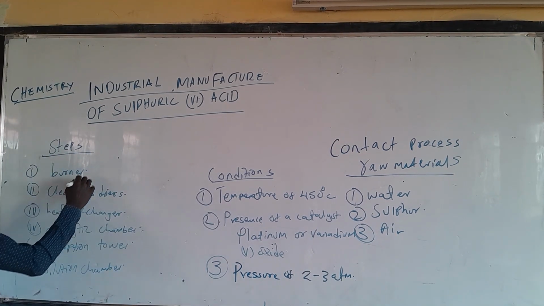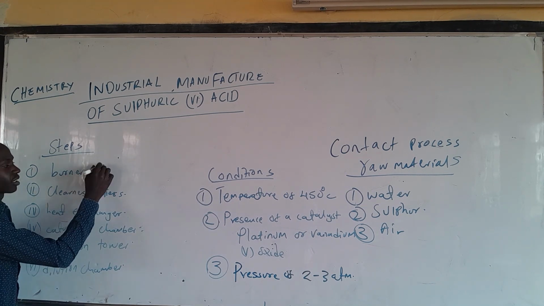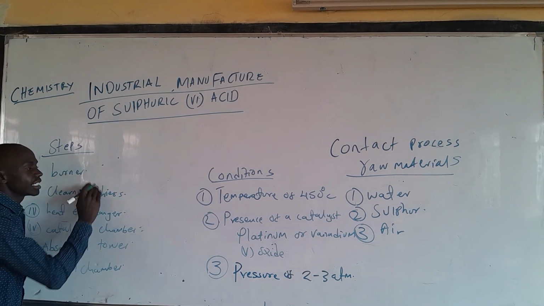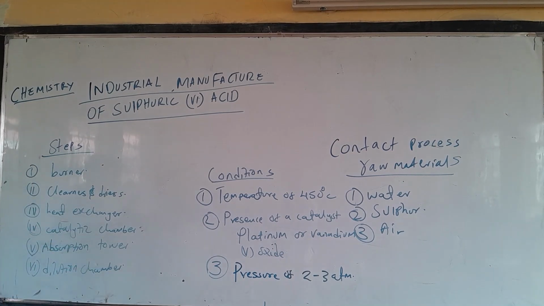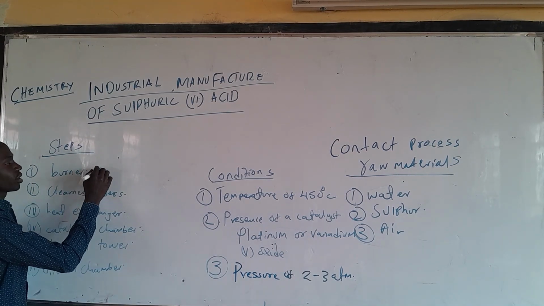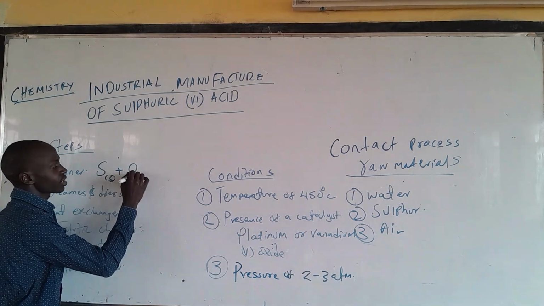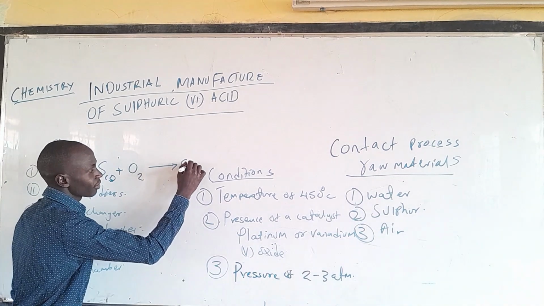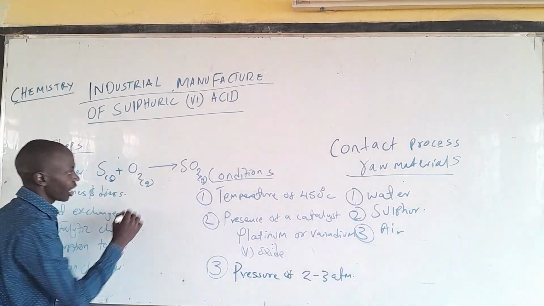The first step is the burner. In the burner, sulfur is heated in presence of air to produce sulfur 4 oxide gas. So here the equation will be sulfur solid plus oxygen, we get sulfur 4 oxide gas. This one is a gas.